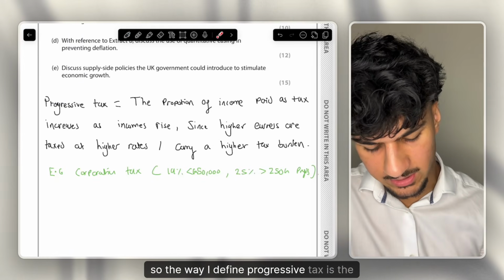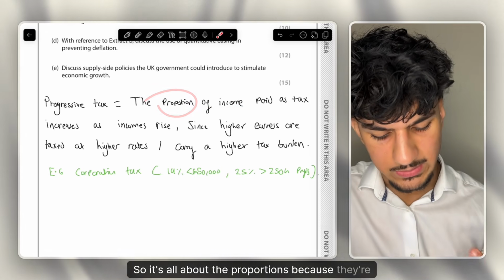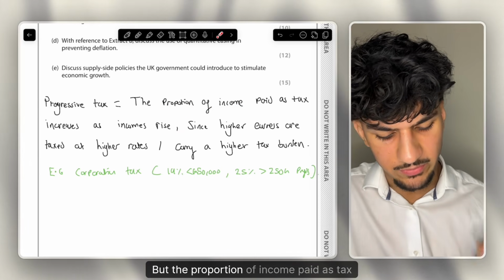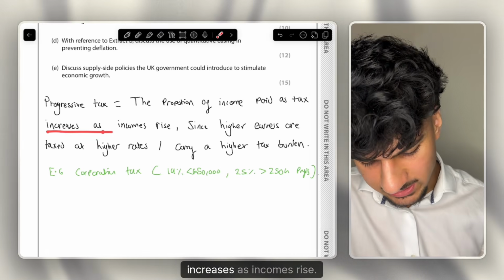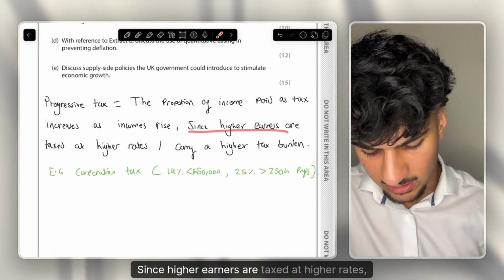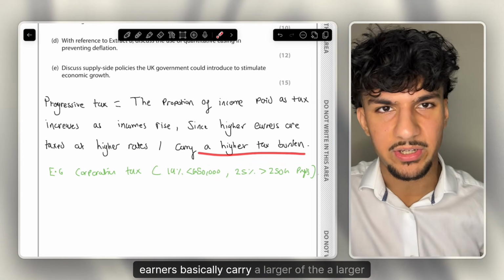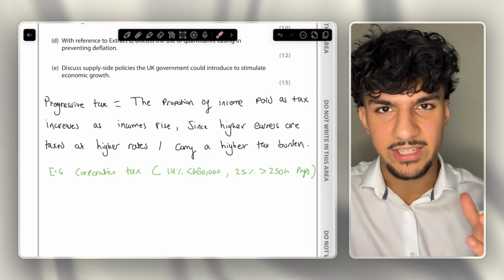So the way I define progressive tax is the proportion of income paid. It's all about the proportions, because they talk about the average tax rate, but the proportion of income paid as tax increases as incomes rise. And why is that? Since higher earners are taxed at higher rates, which is pretty much the same thing as higher earners basically carrying a larger size of the tax burden.